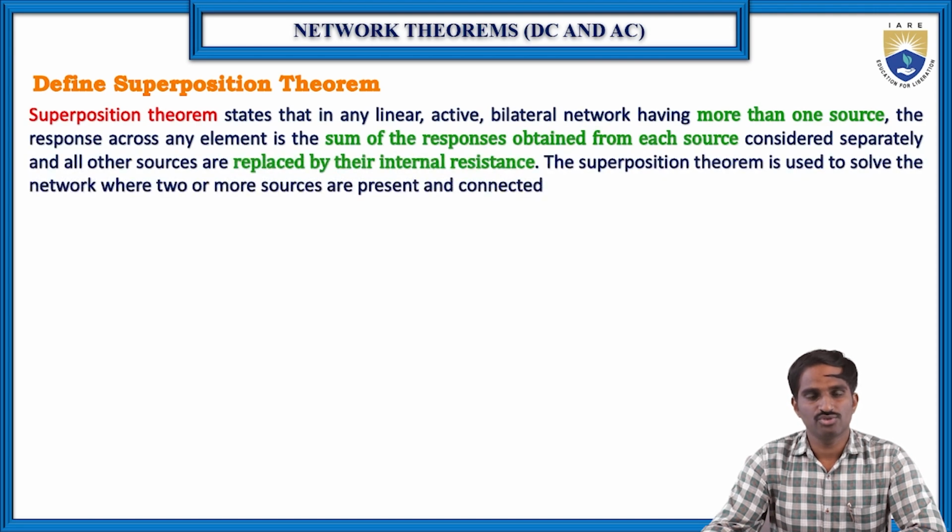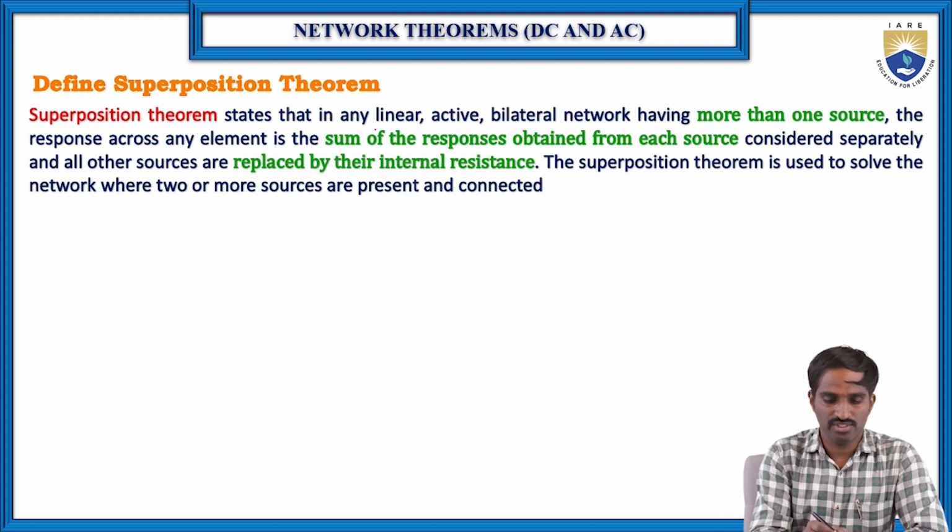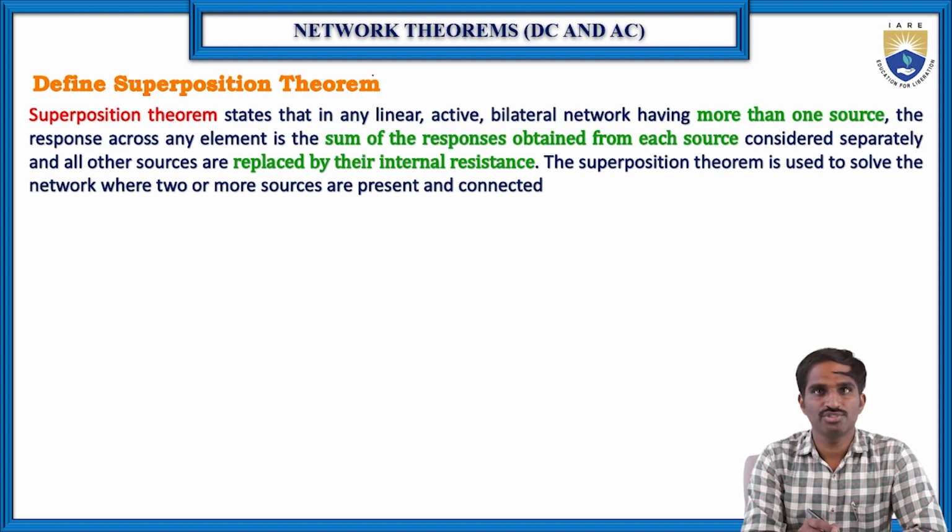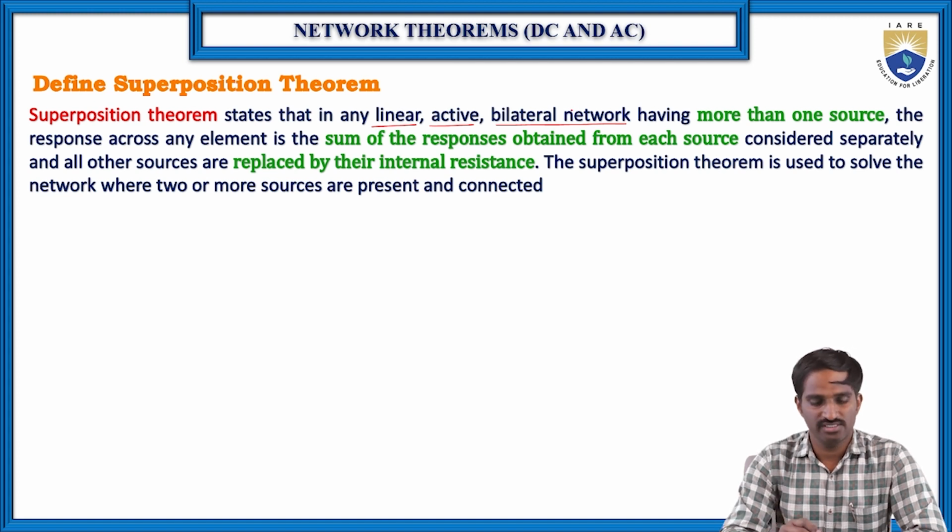According to the superposition theorem, or the superposition theorem states that in any linear active bilateral network. As you can see, the superposition theorem can be applicable only for linear active bilateral networks. We already discussed these terms, but here, what is meant by a linear network, what is meant by an active network, and what is meant by a bilateral network.